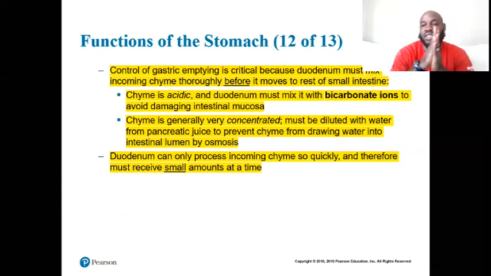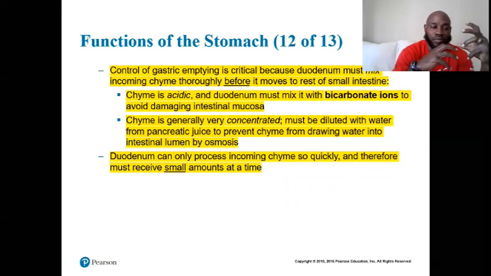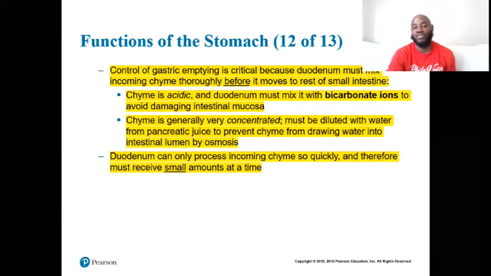Remember, we talked about this bicarbonate buffer system before with the blood, and this bicarbonate is also used to, remember, this chyme that is made by the stomach is acidic, and so we need to neutralize it, and so we have bicarbonate to do just that, so that it doesn't damage the rest of your intestinal tract. And it also must be diluted with water. That helps also make it fluidic as well and easier for it to pass through your body.